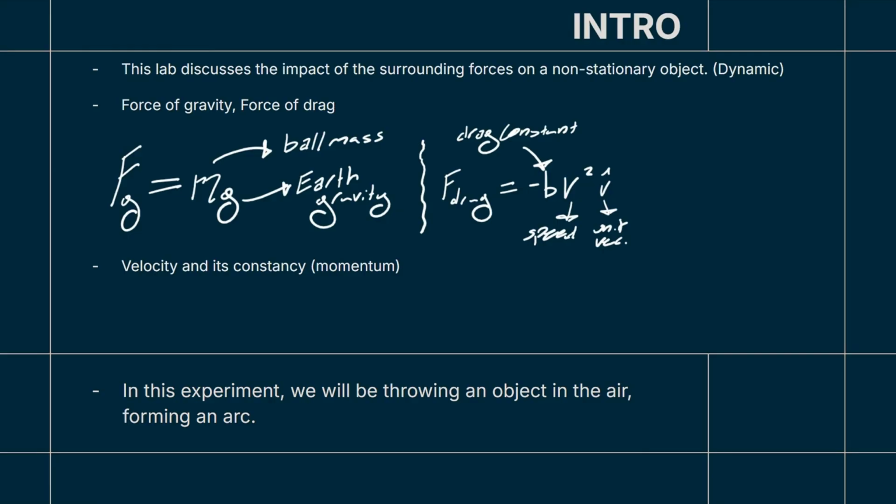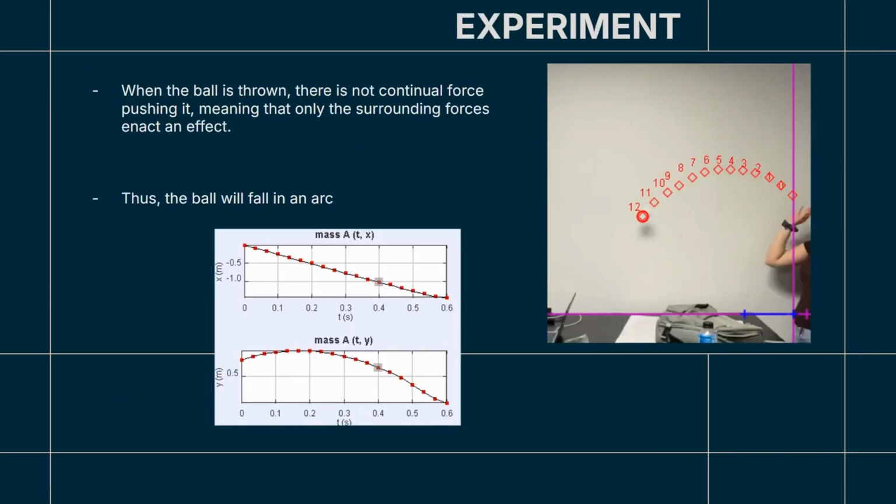Now, in this experiment, we will be throwing an object in the air, and it will form an arc. This object is a paper ball for our experiment, and it weighs about 20 grams. And when this ball is thrown, there is not a continual force from the person throwing it, meaning that the only forces acting on it will be surrounding forces, which will be constant and will fight the positive y direction of the velocity, and since we flipped the view, the negative x direction as well. And thus, it will not continue forever, so it will fall in an arc.